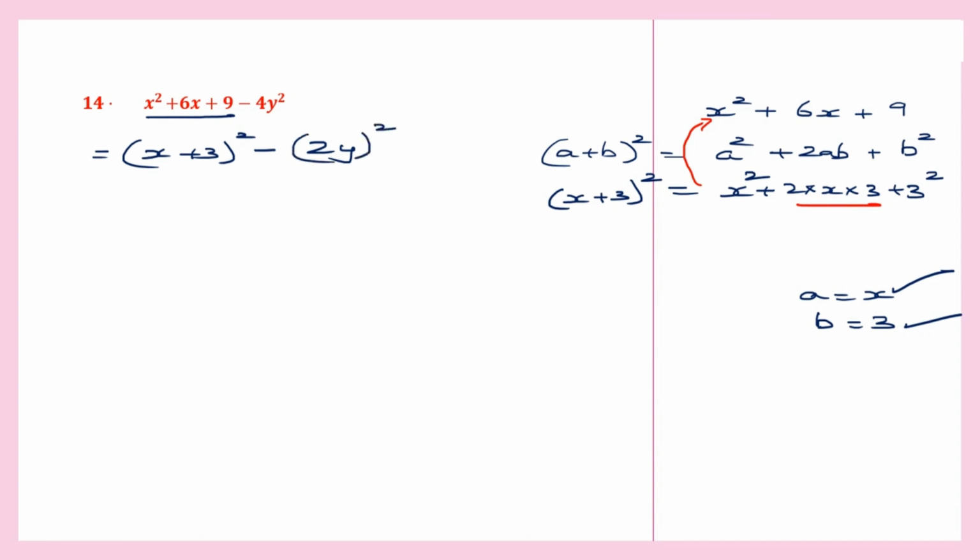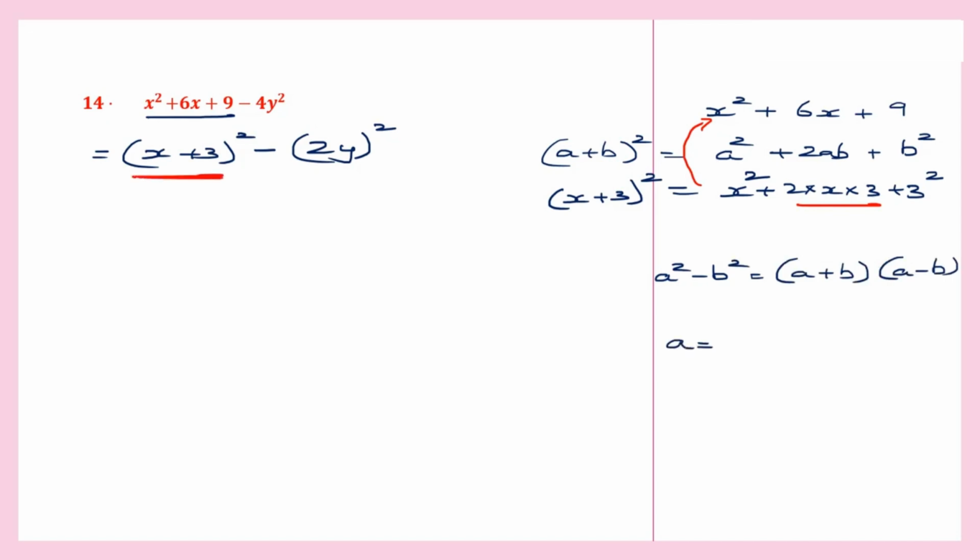So now we have another identity here. This will be a square minus b square. And a square minus b square will be a plus b into a minus b. And what is a? A is the first one here, that is x plus 3. And what is b? B is 2y. So now what do we have to write? We have to say a plus b into a minus b. That is this plus this into this minus this.